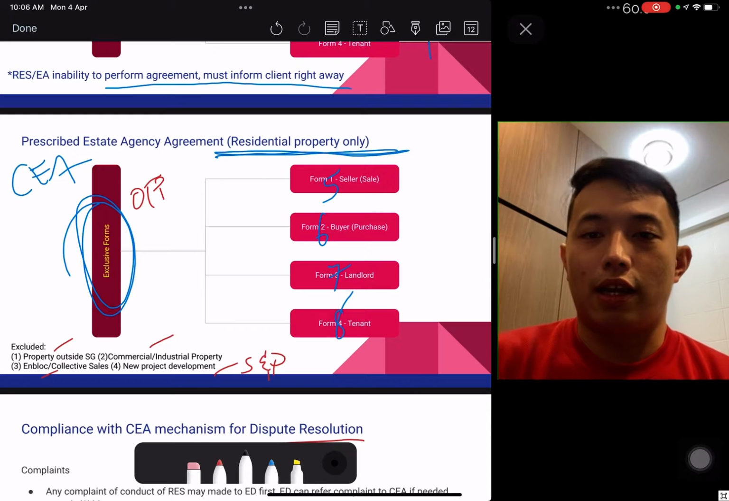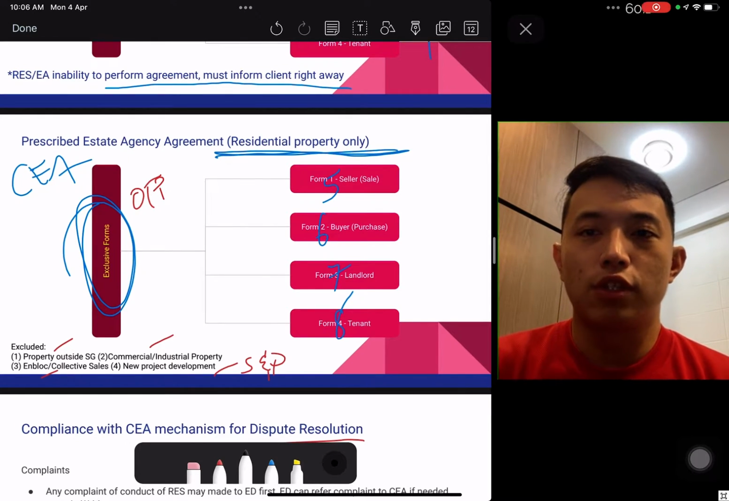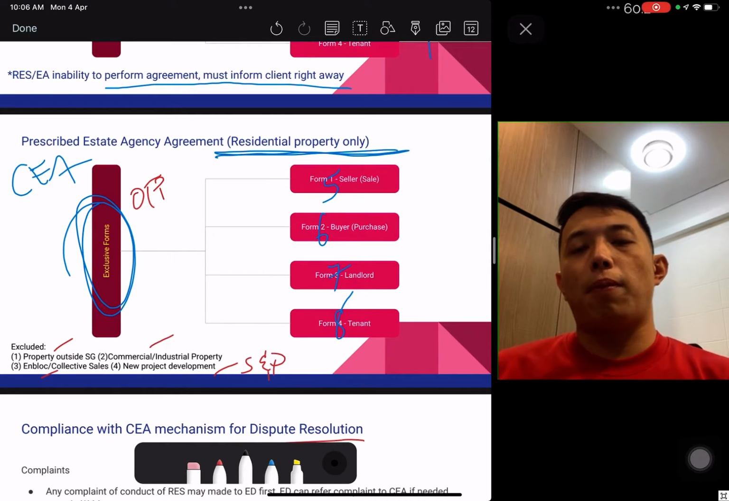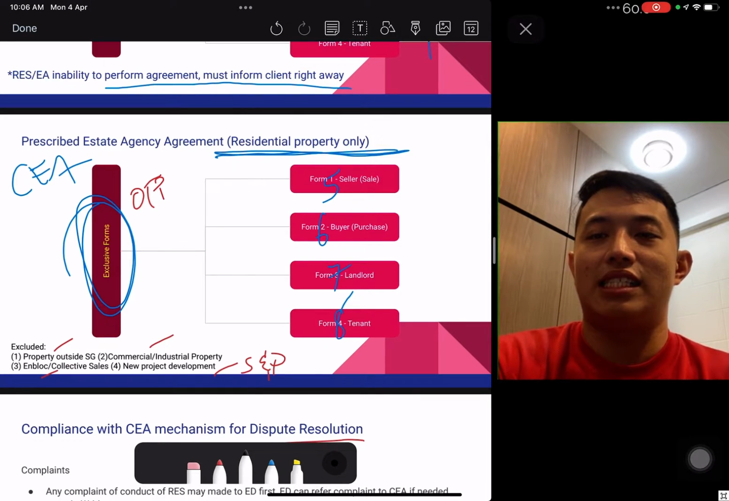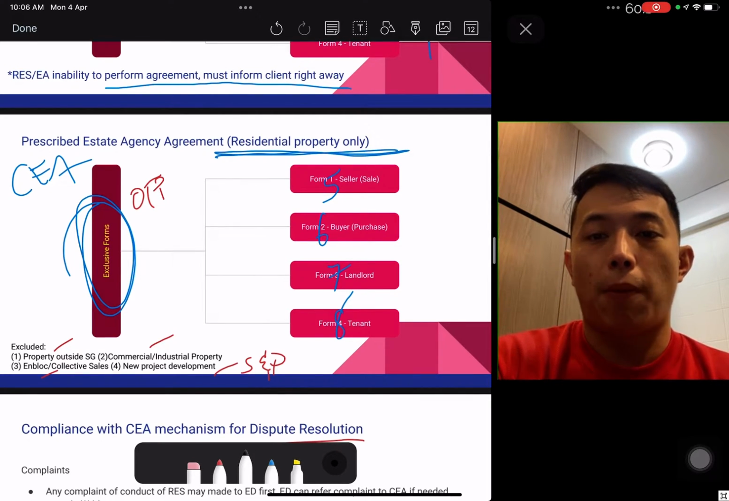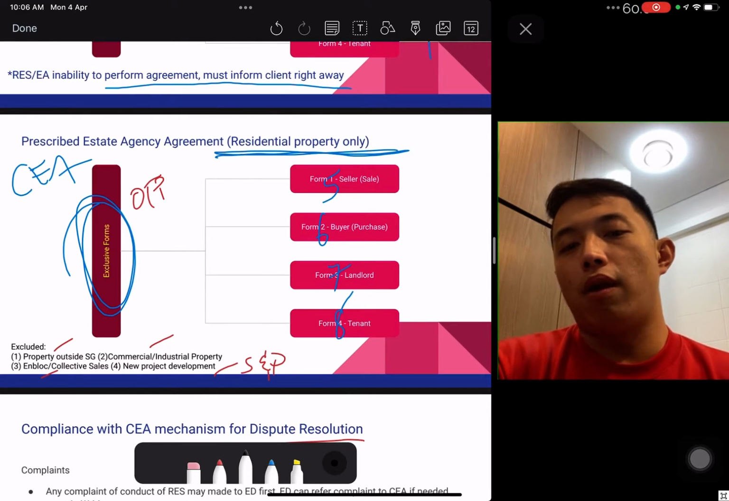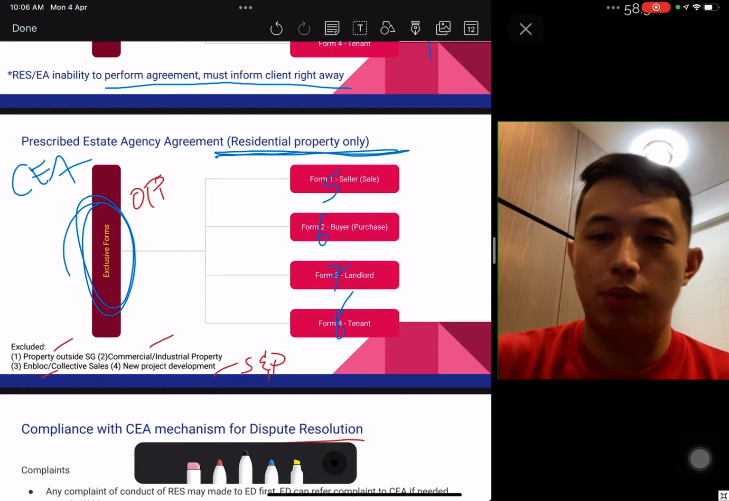I'm so sorry, I copy pasted and didn't change the number. It's 5, 6, 7, 8. The sequence is the same. So 5, 6, 7, 8 are all exclusive forms. The only properties that do not require this estate agency agreement are property outside of Singapore, commercial or industrial property, en bloc or collective sales property, and lastly the new project developments which use the SMP.